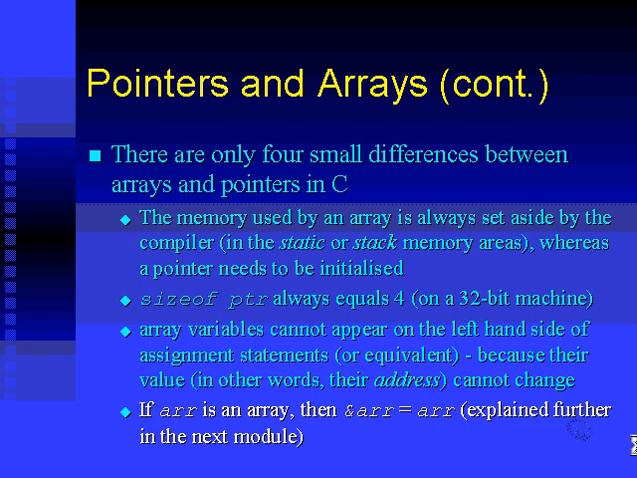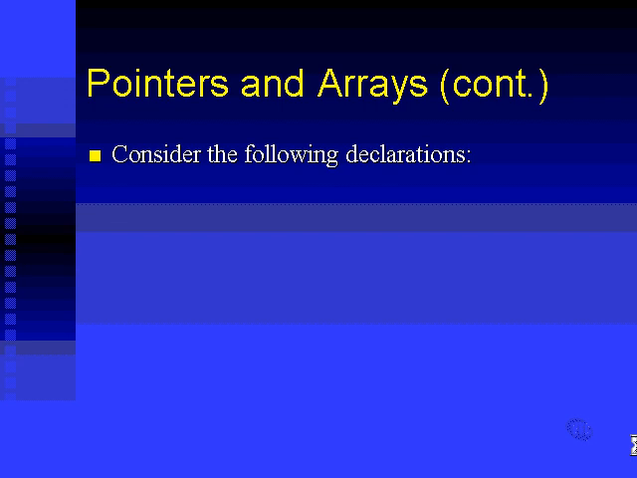Now, you're looking at 4 differences. You might think, well, that's actually quite a lot of differences. Surely they're more different than they are similar, but no, they're actually more similar than they are different. I'll show you now all the similarities between pointers and arrays. Let's have a look at those.